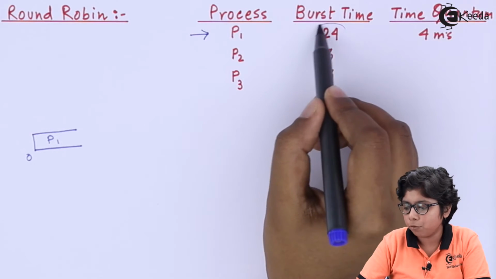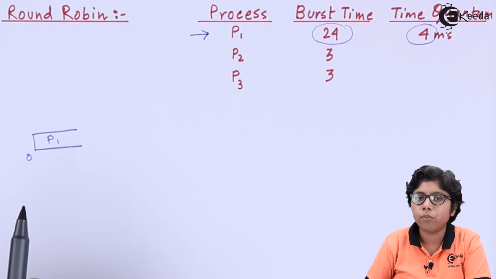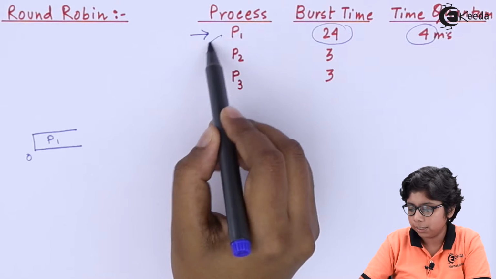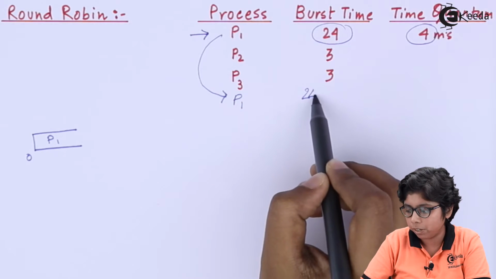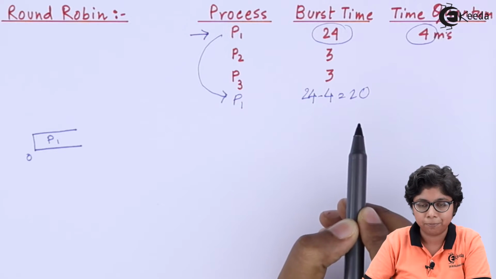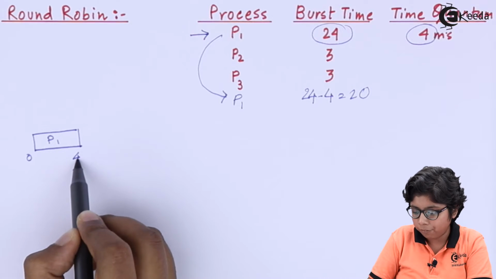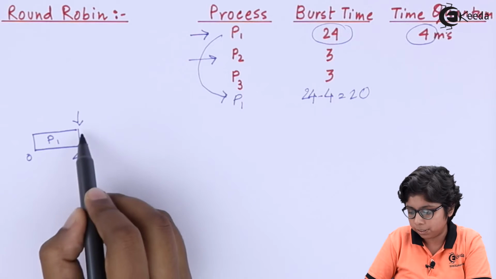As the burst time 24 is greater than the time quantum of 4 milliseconds, it will be allocated only 4 milliseconds to complete its task, and the remaining task will go to the tail of the queue. P1 will come back with its remaining 24 minus 4, that is 20 milliseconds of burst time. So P1 is given 4 milliseconds here, and after 4 milliseconds P2 arrives as the next process.